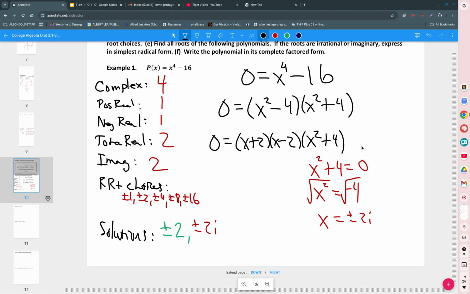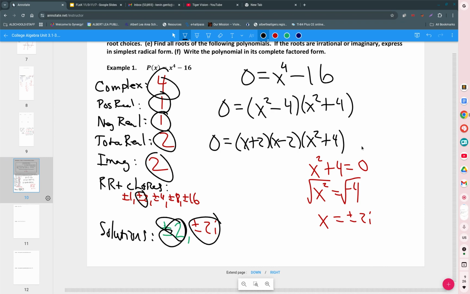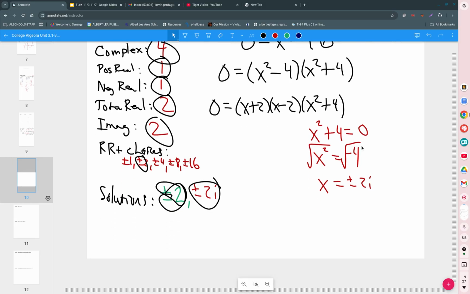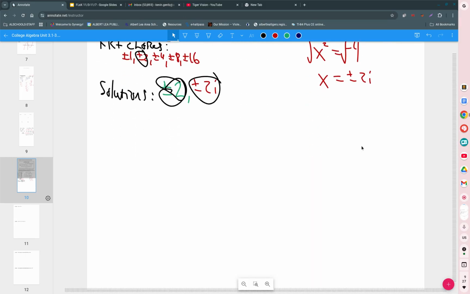Before we write it in factored form, let's look at what we got here. It says 1 positive real. There it is, positive 2. It says 1 negative real. There it is, negative 2. It says that there's a total of 2 real, which are right there. It says that there's 2 imaginary, which are right there, for a total of 4. And those choices are also sitting right there. We've diagnosed everything ahead of time. What a great way to check my answer. Does it look like I got this right? Yeah. Absolutely. And then finally, we said if there's 1 imaginary solution, there'll be another. We've got it right there.